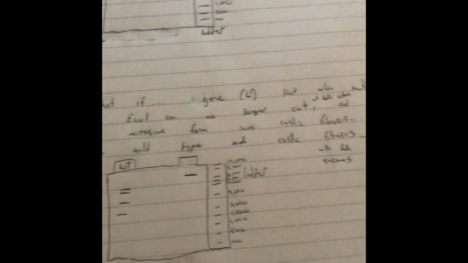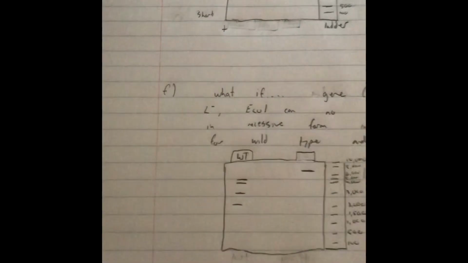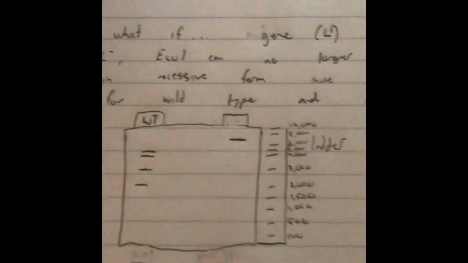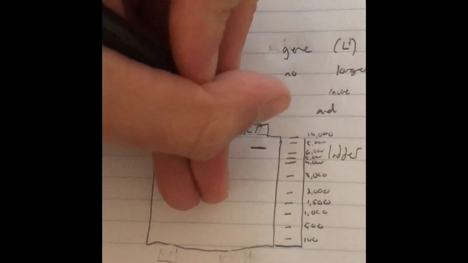Lastly, what if there's a gene L+ that when mutated, L-, the ECO1 restriction enzyme can no longer cut at both the sites, and when it's mutated, let's call it cystic fibrosis. I don't really know if cystic fibrosis has anything to do with ECO1, but this is just a hypothetical. Yeah, this is just kind of going to reiterate what we're talking about up here. So now, in this case, I'm going to write CF there. Our gel should look like this.